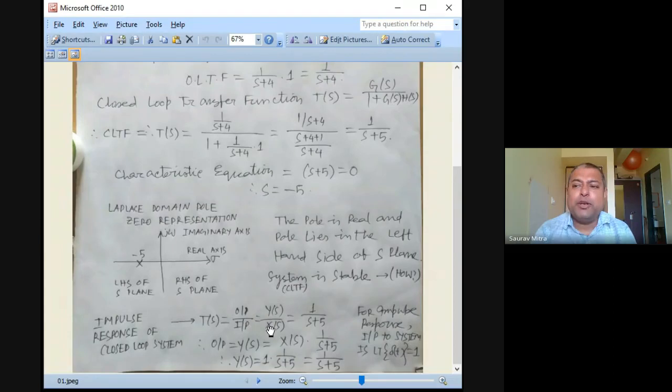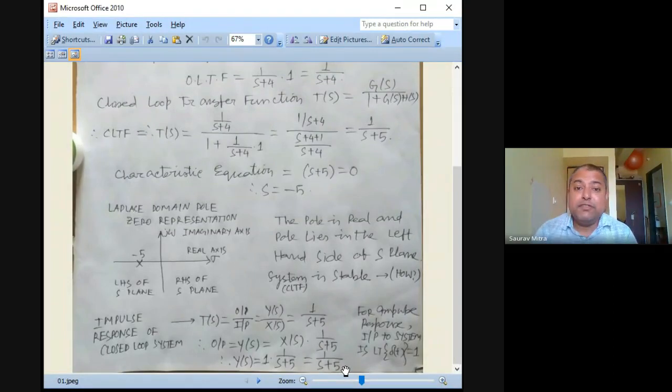This is a very important thing in communication, that is, finding the system impulse response. What is meant by finding the system impulse response? Whatever the transfer function is, that is actually the impulse response of the system. Whatever is T(t), the transfer function in time domain, is the same as y(t). So Y(s) is equal to T(s) equal to 1 by (s+5) because X(s) is equal to 1.